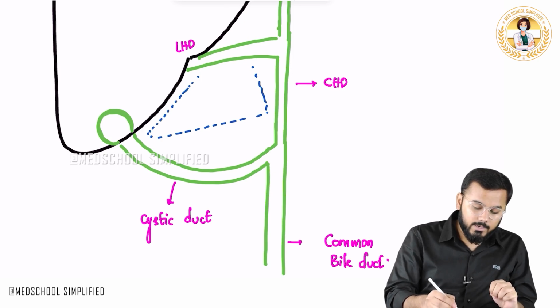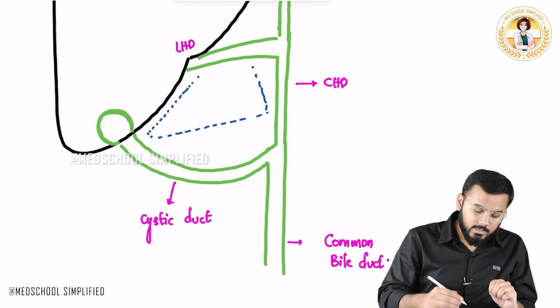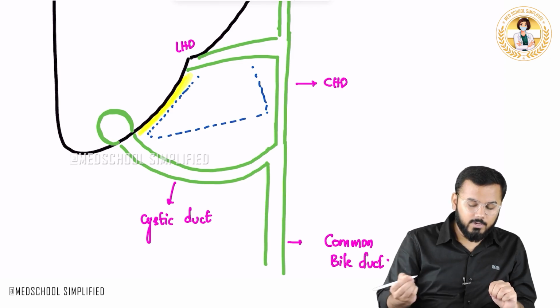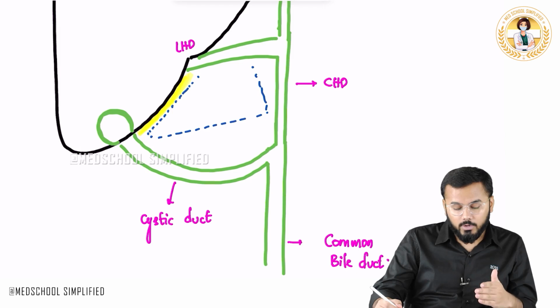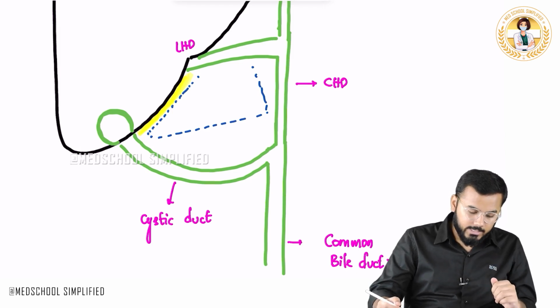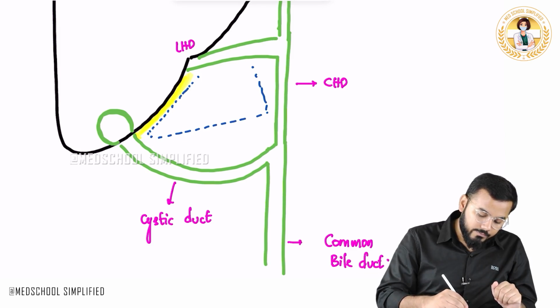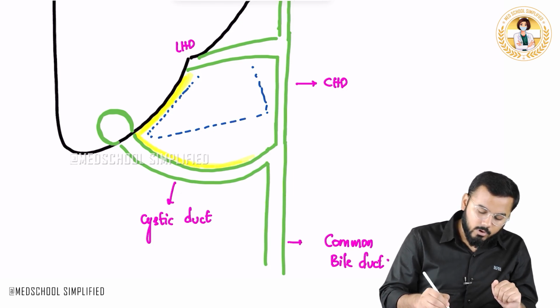The first border, let me highlight it, is the inferior surface of the liver. This border which I am drawing with yellow right now is the inferior border of the liver. So superiorly you have the inferior border of the liver. Next, laterally, what do you have? Laterally you have the neck of the gallbladder as well as the cystic duct. This forms your lateral border.